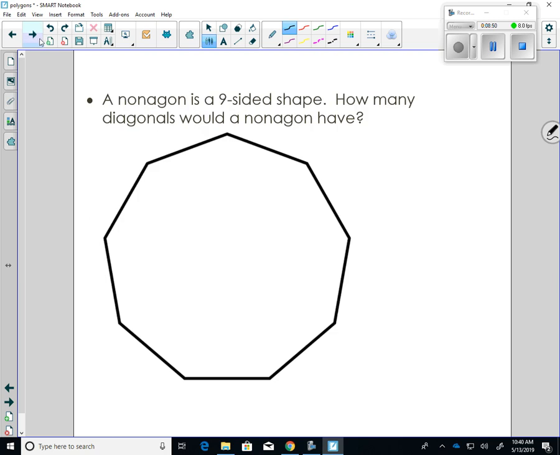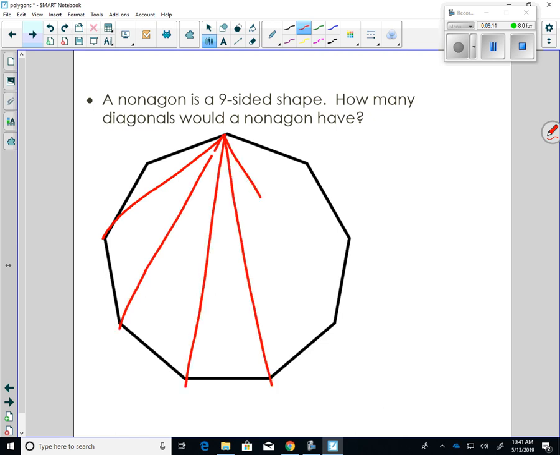A nonagon is a nine-sided shape. How many diagonals would it have? Well, let's do it both ways. Let's do the counting. Okay, you've got a nice big one there, right? So let's pick one to start at. I'm going to pick at the top. 1, 2, 3, 4, 5, 6.